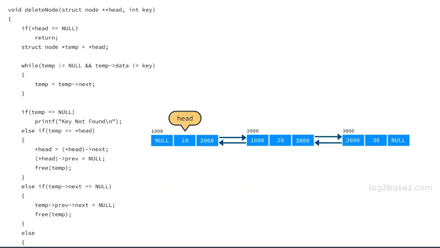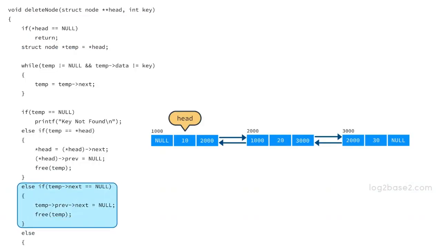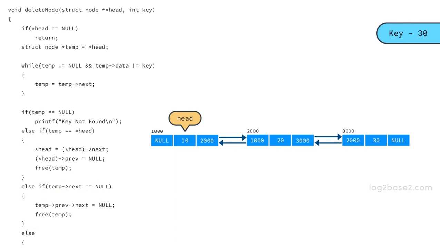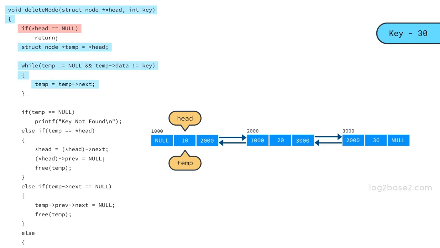Now let us see the code to implement it. Here, key equal to 30. First we have to follow the same steps. First check if the linked list is empty, but it is not. So make temp point to head. Now iterate over the list to find the node to be deleted. So in the first iteration, temp equal to 1000 and it is not equal to null, and temp data equal to 10 and not equal to 30. So go inside and move temp to the next node.